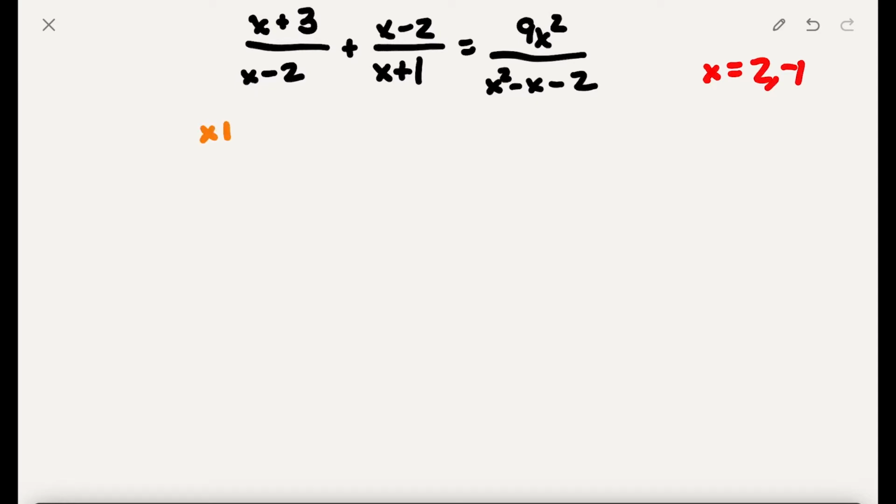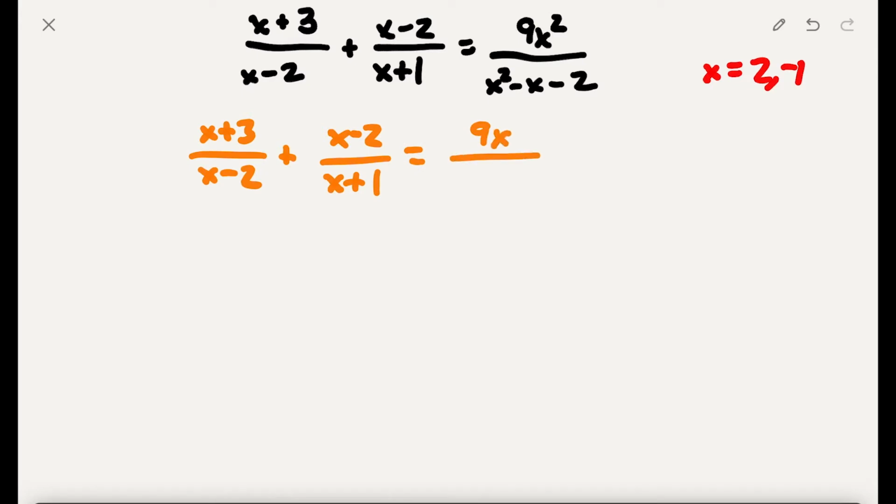So if we have (x + 3)/(x - 2), that's already factored. Same with (x - 2)/(x + 1). And then I'm going to factor the denominator of this rational expression on the right side of the equation. So it's going to be (x - 2)(x + 1), which still does match with our possible excluded values for this problem. So let's keep going with it.